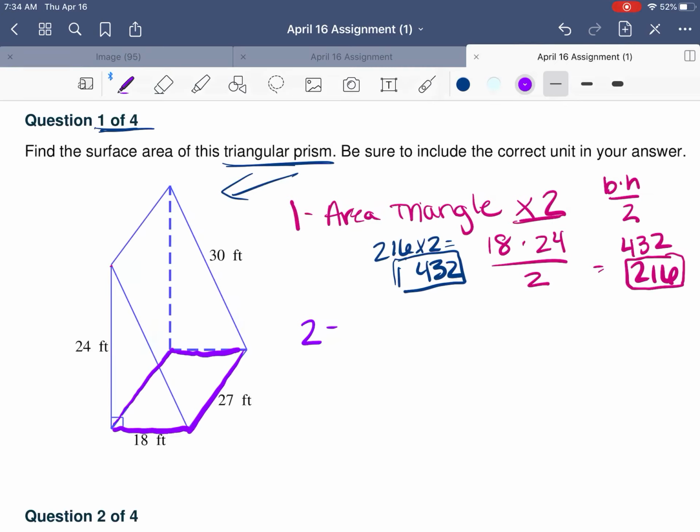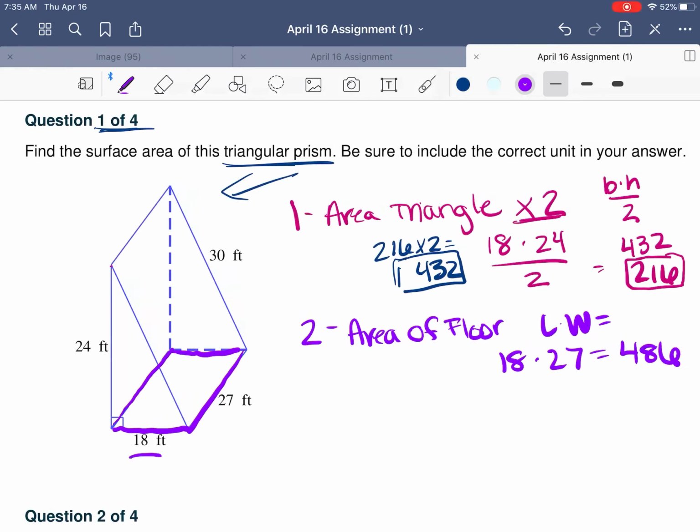To find that, this one's just the area of a rectangle, so I'm going to put right here, area of floor is number 2, the second step. There's only one floor, so I don't have to times it by 2. It's basically finding the length times the width. On this one I have my length is 18 and my width is 27. So I want to multiply those 2, and that equals 486. That's what the area of that floor would be. So that's the second thing I want to do.